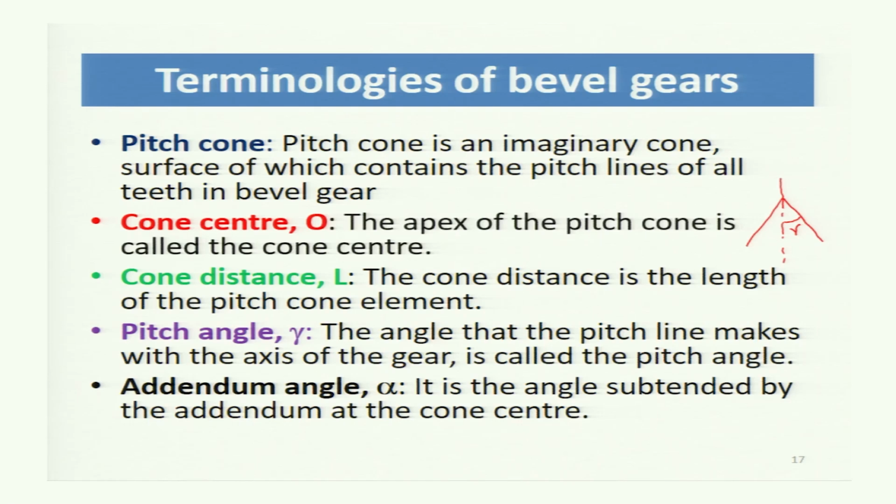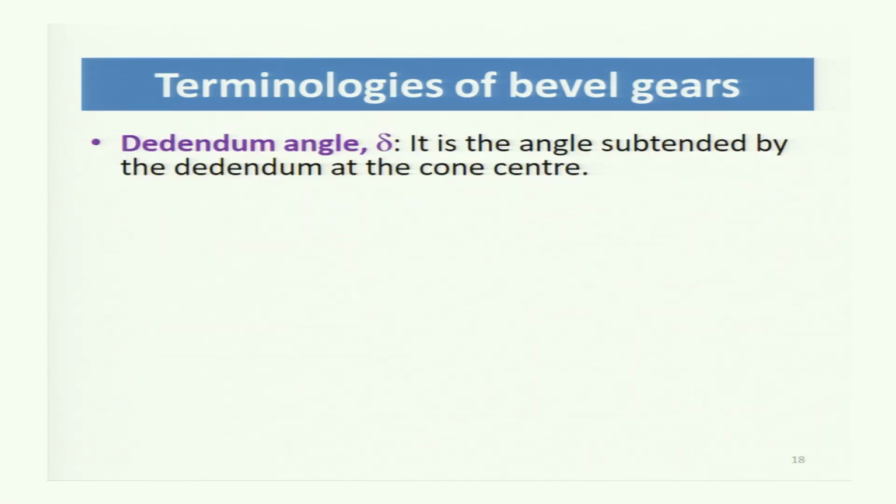Addendum angle alpha: the angle between the pitch cone and the face cone. This is the face cone, this is the pitch cone, and the angle between them is alpha. Then dedendum angle delta. You have this pitch cone and here is the center line or the axis of rotation. The angle between this pitch cone and the root cone is called the dedendum angle. It is the angle subtended by the dedendum at the cone center. The dedendum will be somewhere here, at the bottom, and the angle it subtends at the apex is the dedendum angle.